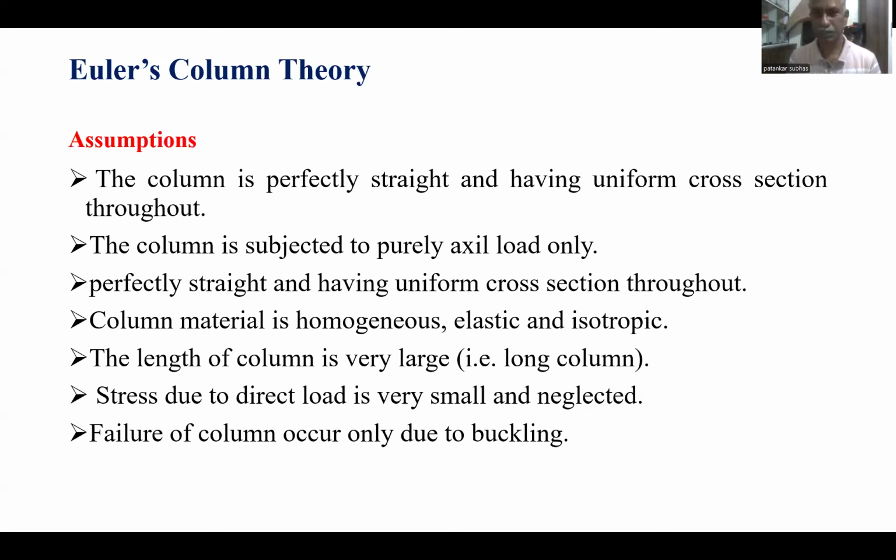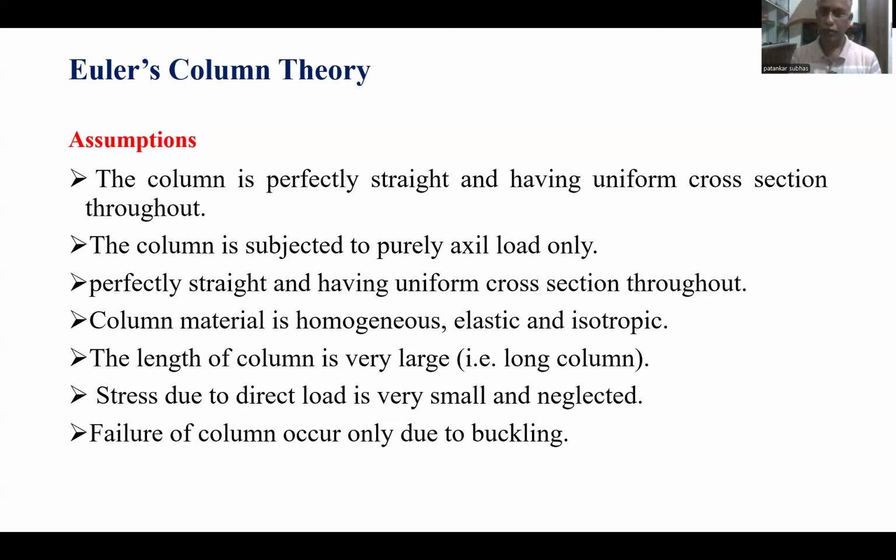So in Euler's column theory, there are certain assumptions when we analyze a long column. The column is perfectly straight and has a uniform cross section throughout. The column is subjected to purely axial load only, that means bending is not allowed. Column material is homogeneous, isotropic, and elastic, that means it obeys Hooke's law.